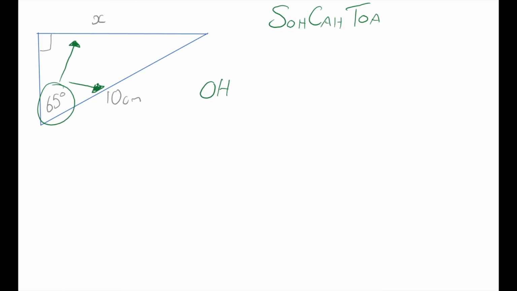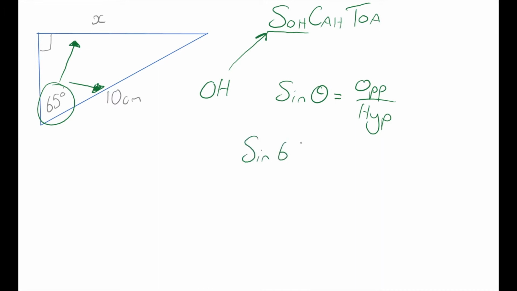The sides that we have are opposite and hypotenuse. Going back to SOHCAHTOA, the only rule that uses the opposite and hypotenuse is sine. Therefore, we are using sine theta equals opposite over hypotenuse. Since we already know theta, we can go ahead and substitute that in. Sine 65 equals opposite, our opposite side is x, and our hypotenuse is 10. Sine 65 equals x over 10.